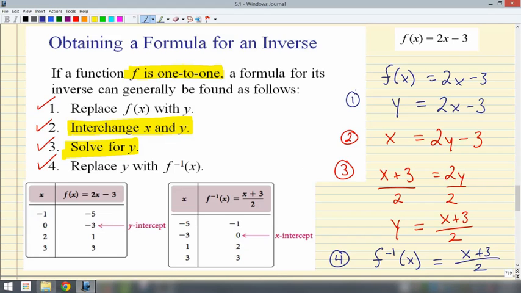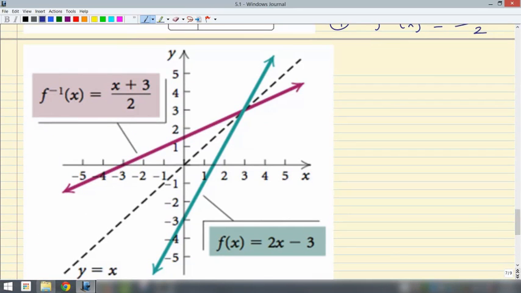Here are the tables. So here's the table for the function, and here's the table for the inverse. If you graph the function and its inverse, you get this. So the blue line, or I guess the teal line, is the function, 2x minus 3, and the red line is its inverse, (x plus 3) divided by 2. And once again, you notice they're symmetrical about the line y equals x.